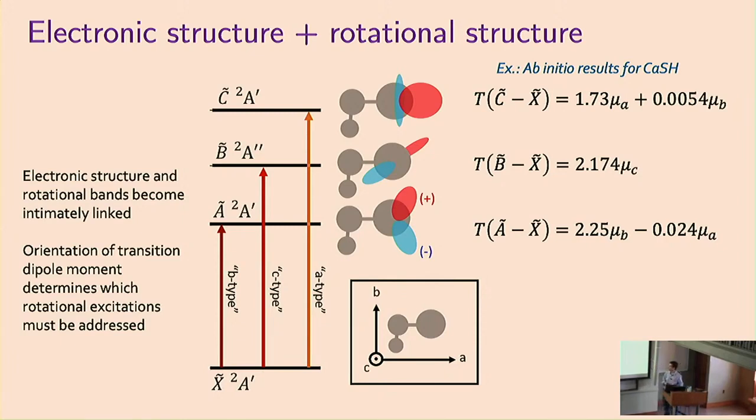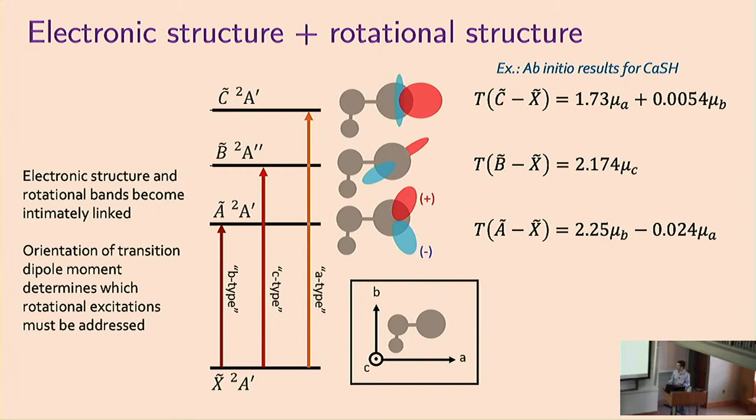So the easiest way to see this is that when you drive an electronic transition from a ground state, which may have an essentially spherical electronic orbital distribution, to an excited state, the direction of the electronic orbitals determines which way the laser field can torque the molecule and cause it to begin to rotate.